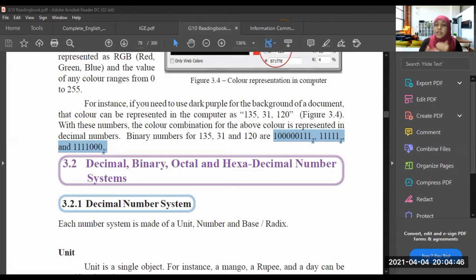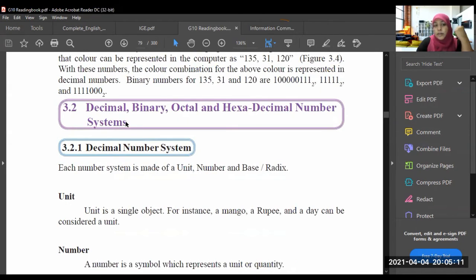Understood? So there is a huge process happening inside the computer, but we don't actually know. It does it very quickly. Right, so you now know how the computer understands the input which we are giving to the computer, and how it outputs the inputted data to the human being. Now here we are going to learn about the decimal, binary, octal and hexadecimal number systems.